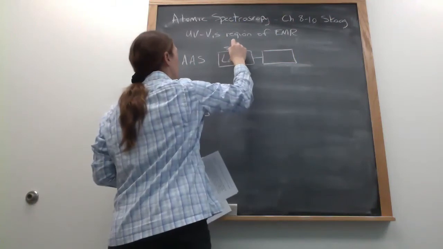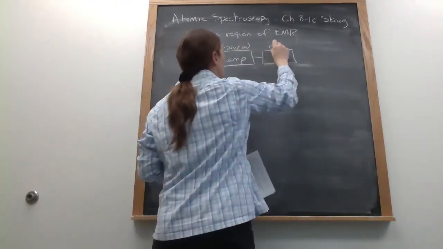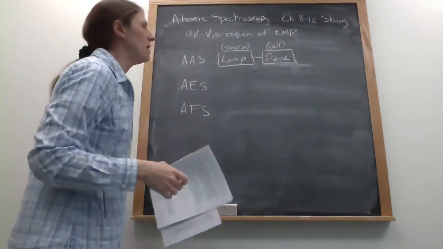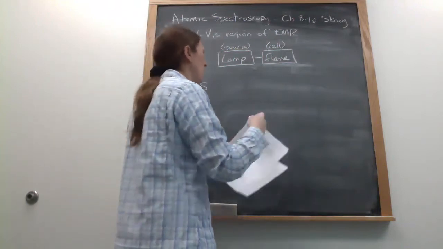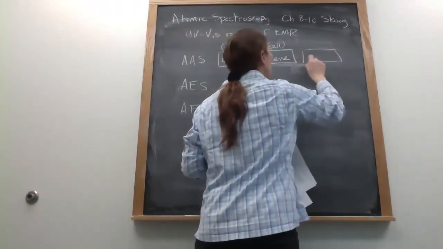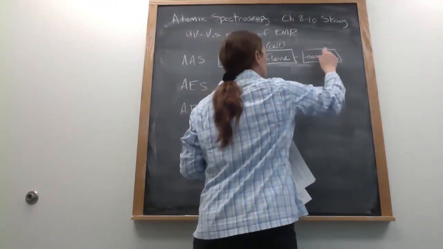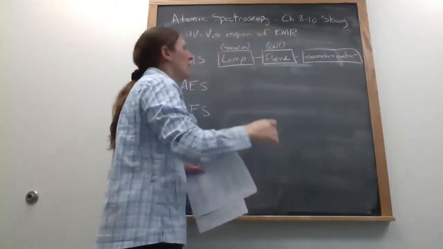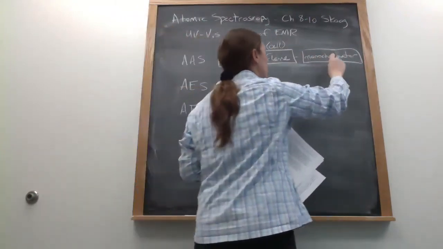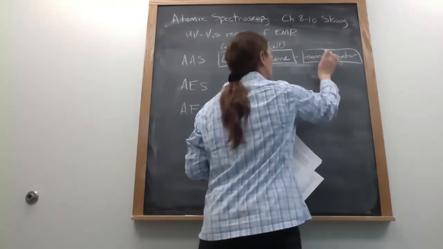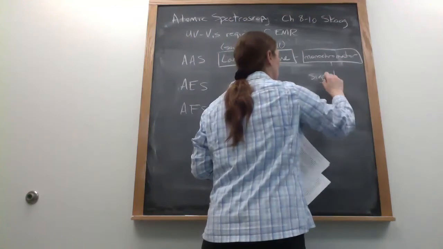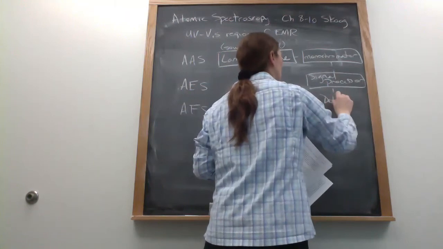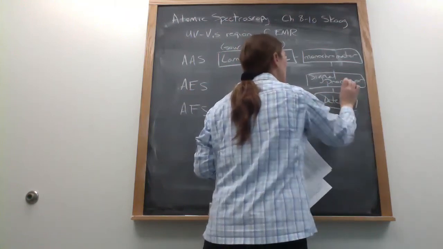So this is my source. This is my cell, which is going to be a flame, and we used an acetylene-air flame when I demonstrated that for you. That then has to go through a wavelength selector, monochromator, right? And once we go through our monochromator, that's got to go into some sort of signal processor, and then a detector. Very similar to UV-vis.